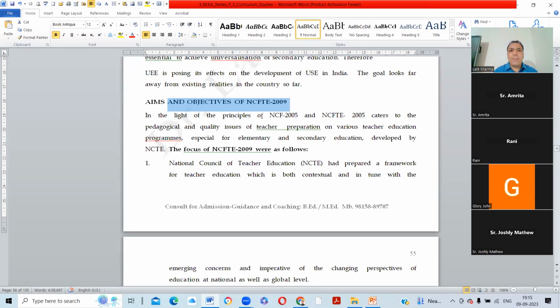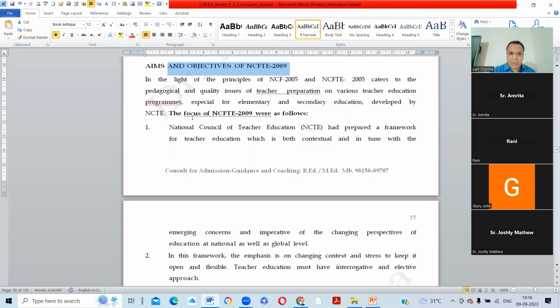What should be the syllabus in the B.Ed or M.Ed? What should be the criteria? What should be the eligibility criteria of the teacher? Okay, how many days do they have to go for teaching practice? All these things you have to write under the National Curriculum Framework for Teacher Education. Okay, it focuses on NCFTE 2009.